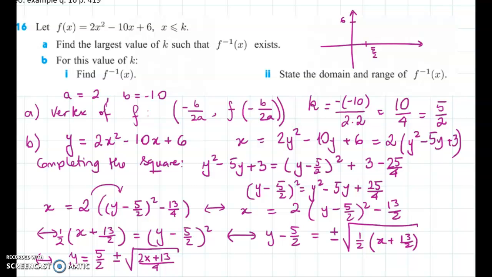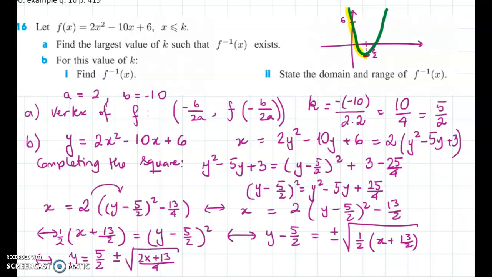So that means that the vertex is going to be in the fourth quadrant. So we are going to have x-intercepts. So the function is going to look something like this. Now we only want the part of the function that is for the domain up to 5 over 2. So we only want the part that I'm marking with yellow.